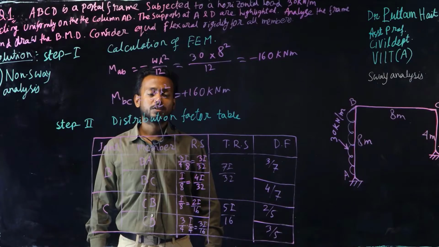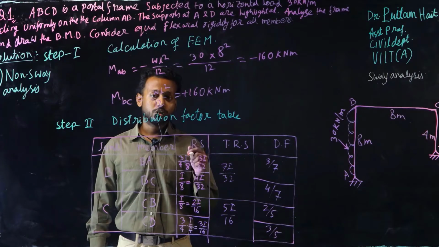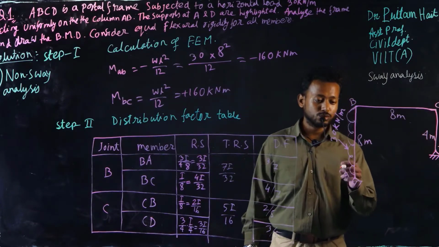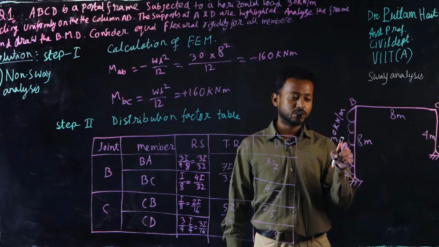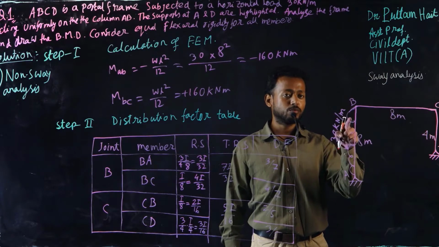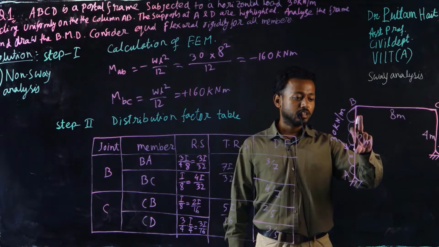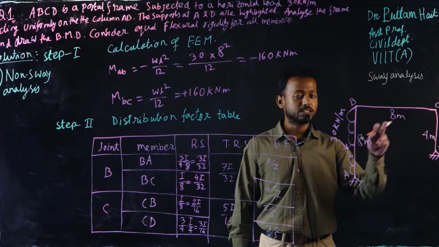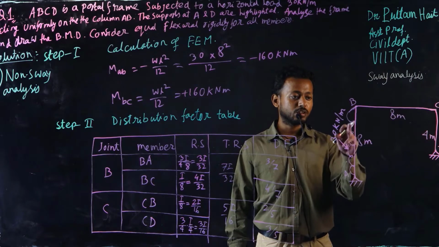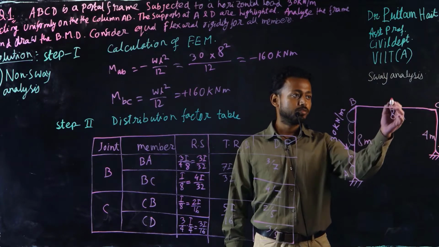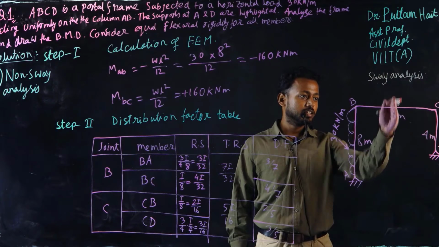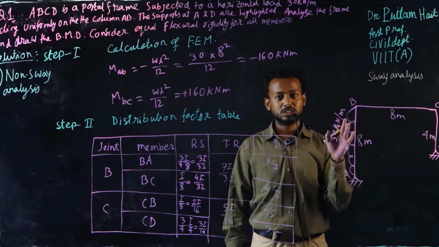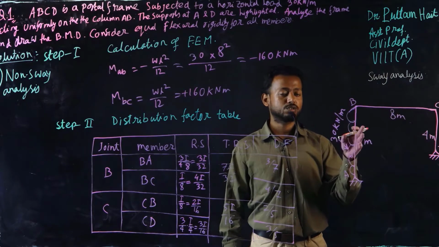So today I will solve a sway problem when a portal frame is subjected to a non-symmetric load. Obviously the frame will sway and it has unequal length. The AB length and the CD length is unequal, obviously it will sway. The load is also eccentric, that is, if you draw the centroid line, the center of gravity of the load is in this direction, so obviously it will sway. So this is a sway problem. So let's solve the sway problem.